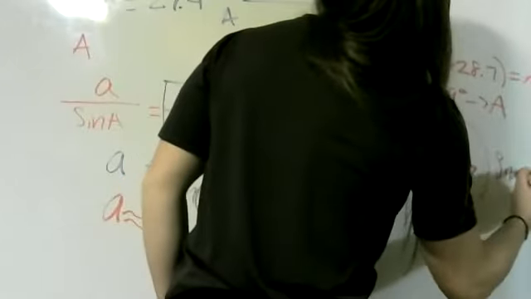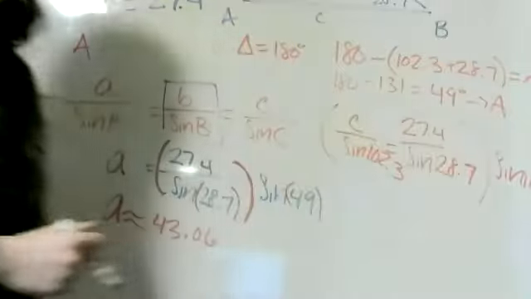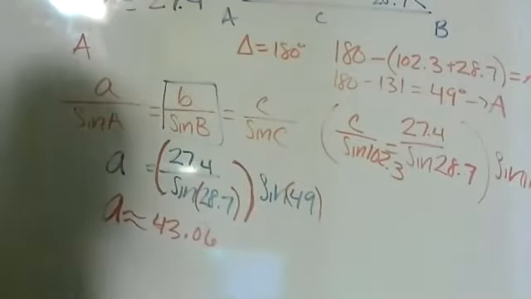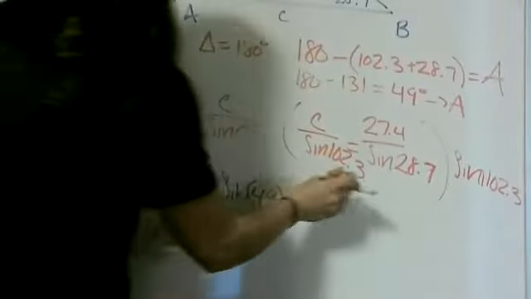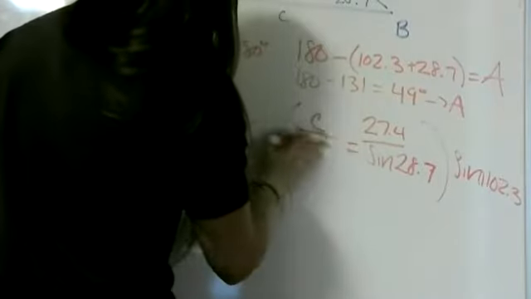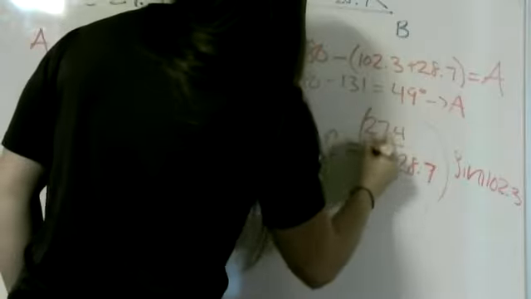So again, when we want to get rid of something within our denominator, we multiply both sides by that value. So multiplying both sides by sine of 102.3, meaning we're going to have that quotient, then multiplied by sine of 102.3. You can just barely not see it. There you go. And on this side, that cancels out. So I only have C left, no sine C left on this side.